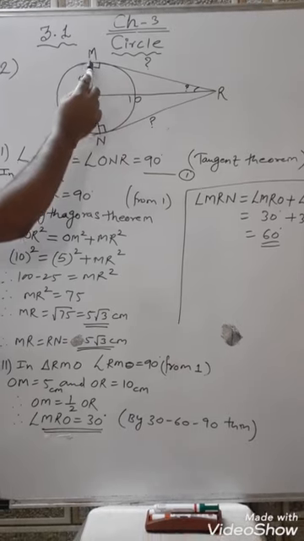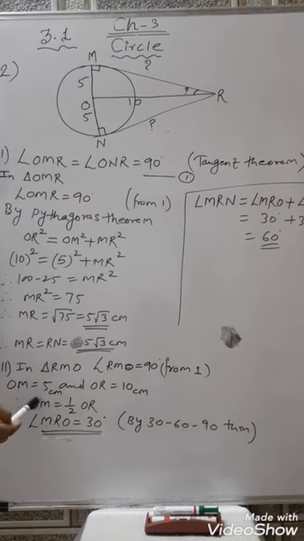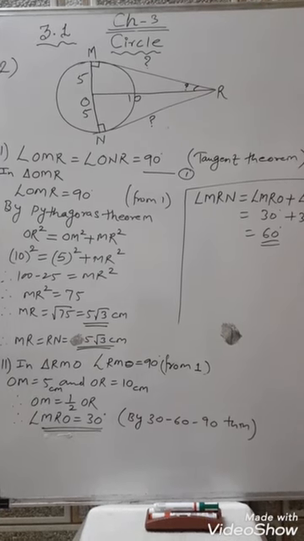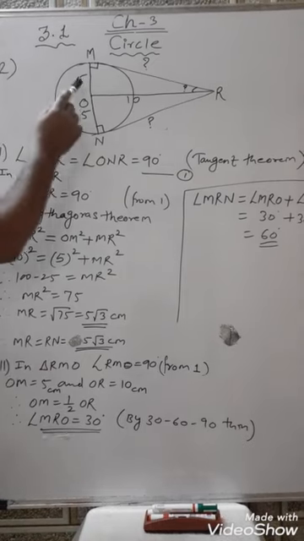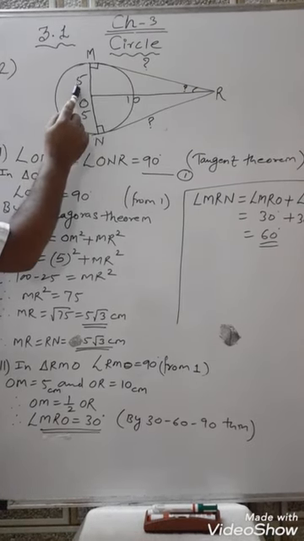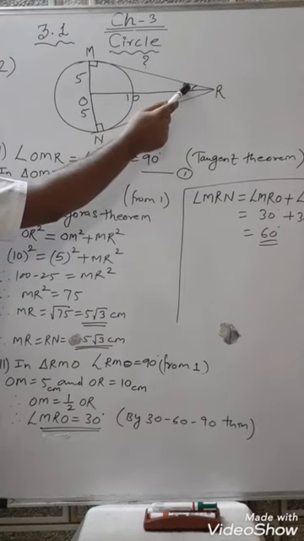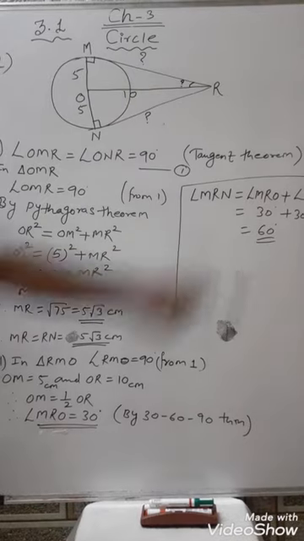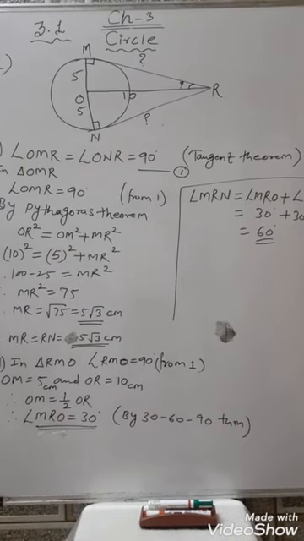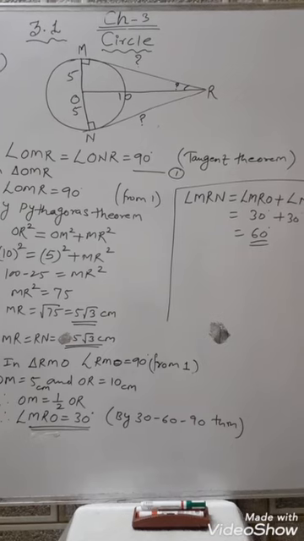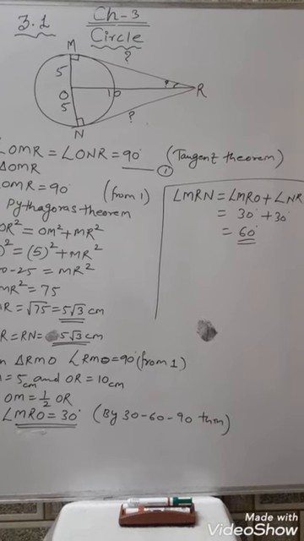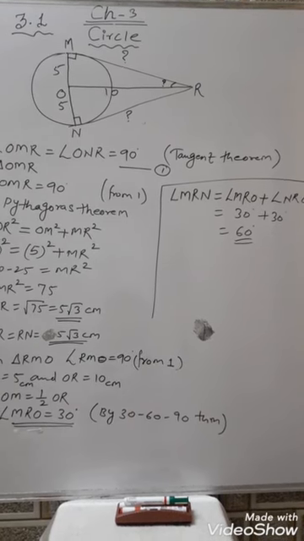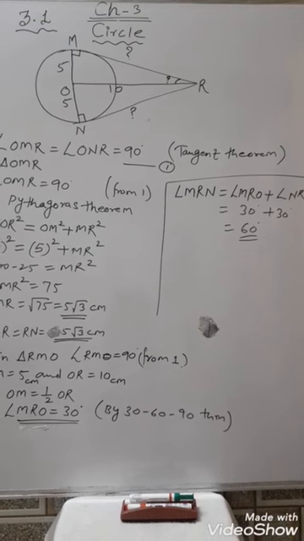It means OM is half of this OR, correct? OM is half of OR. So if OM is half of OR, the side opposite to 30 is half of the hypotenuse. So it means this angle is 30. So MRO is 30 by the 30, 60, 90 theorem. According to the 30, 60, 90 theorem, we know that the side opposite to 30 degrees is half of the hypotenuse, and the side opposite to 60 is root 3 upon 2 times the hypotenuse.